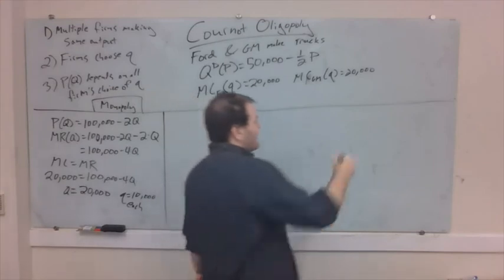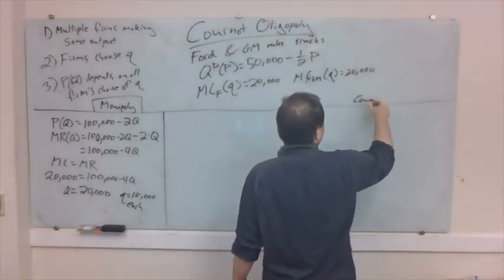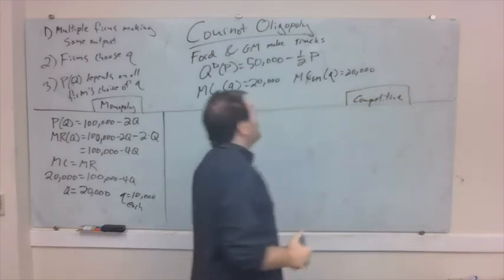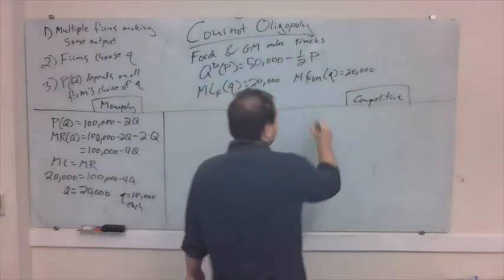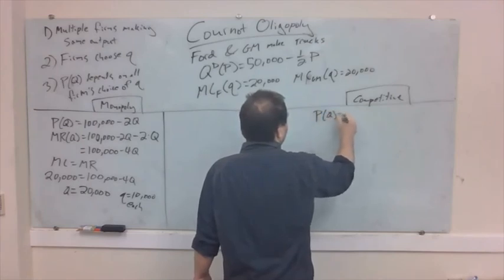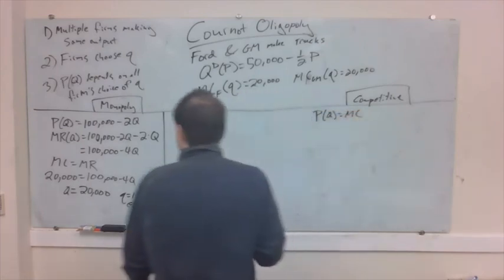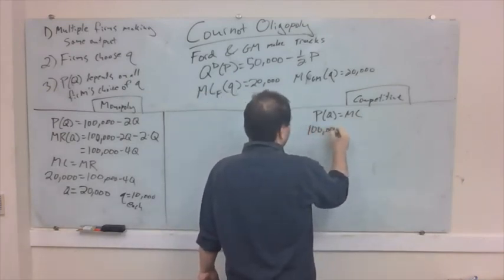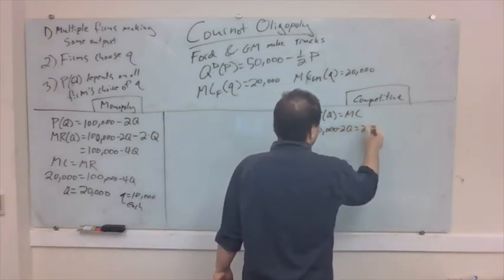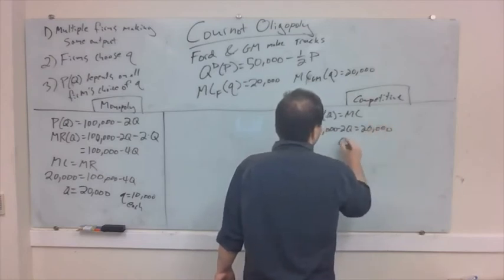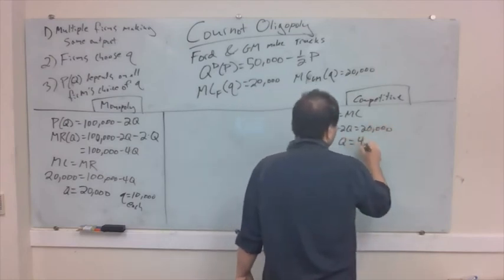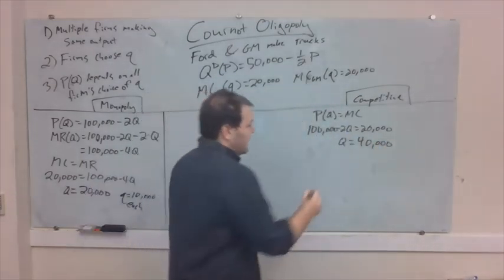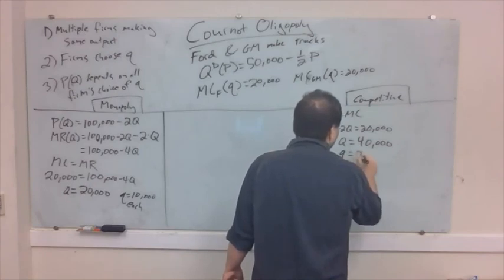On the other hand, we have the competitive extreme, where they would set marginal cost equal to price. So they would say 100,000 minus 2Q equals 20,000. They would produce a Q equal to 40,000, right? 80,000 over 2. So each firm would make 20,000 trucks.